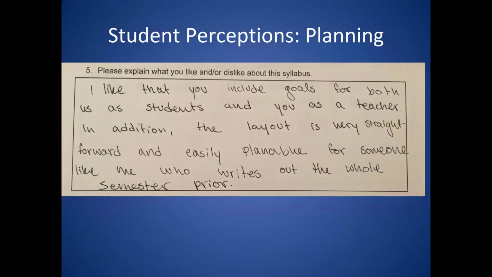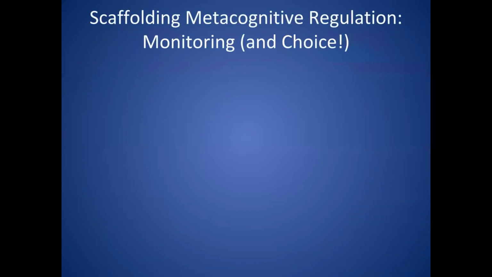This person is kind of interesting because I think this person has good metacognition. The second half of the comment says, "The layout is very straightforward and easily plannable for someone like me who writes out the whole semester prior." So this person's actually on it. They already plan things out. But that says to me that this type of strategy is effective for the strong metacognitive thinkers and the weak, even though the weak ones are the ones I'm mostly wanting to help, but this person seems to like it as well.